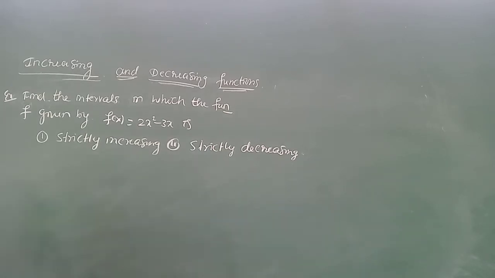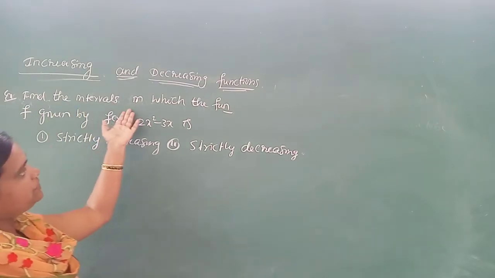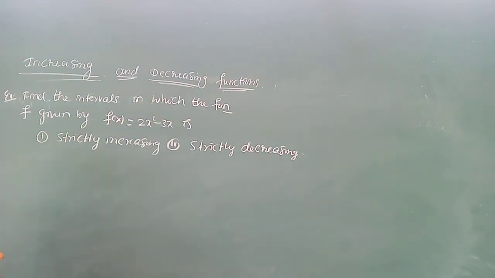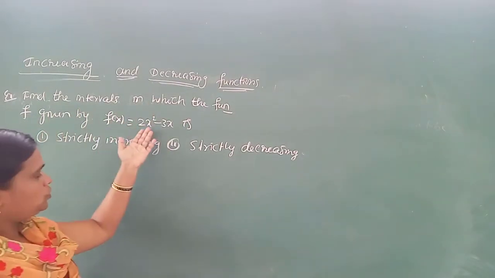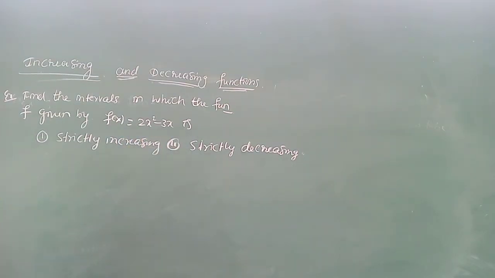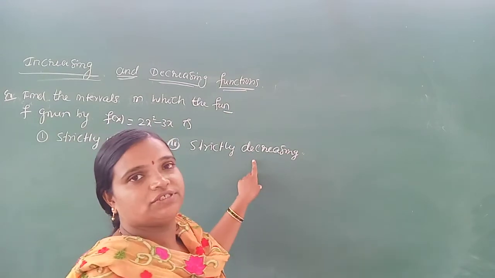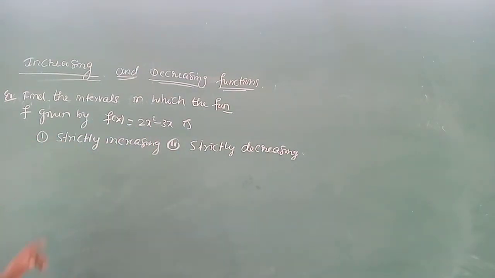See, the example is: find the intervals in which the function f given by f of x equals 2x squared minus 3x is first strictly increasing, and second strictly decreasing. Means we have to calculate the points.